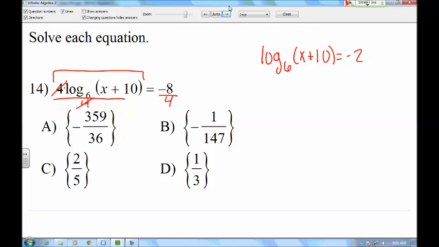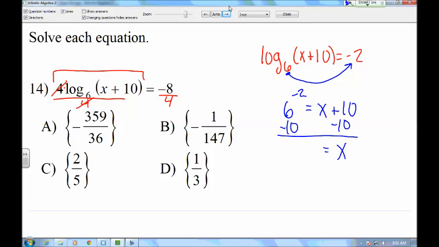Now, the x is trapped in the log. What's the inverse of logs? What's the exponential? We need to change it to exponential. We were just doing this. Start at the base. 6 to the negative 2 equals x plus 10. Minus 10, minus 10. Okay, it's your guys' job to figure out what this would become.